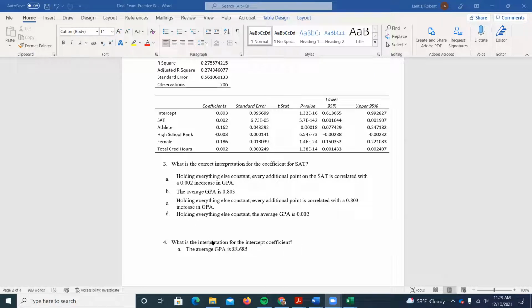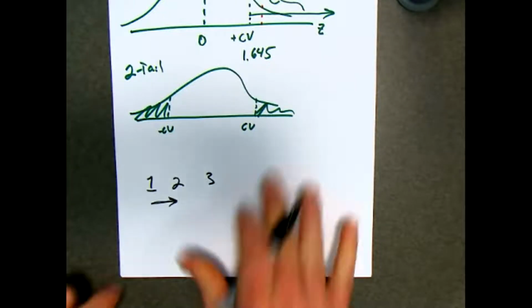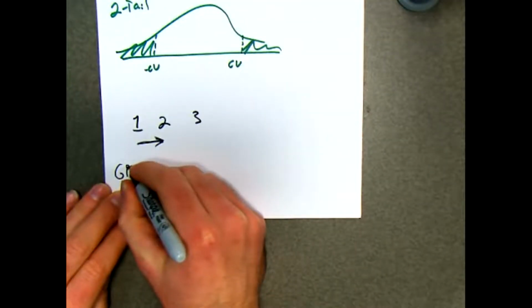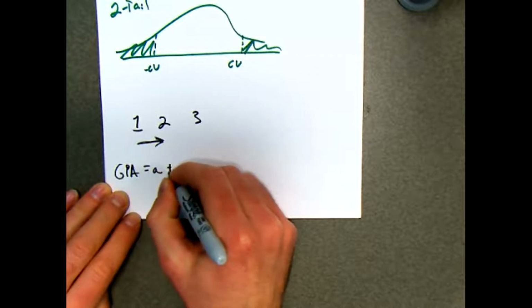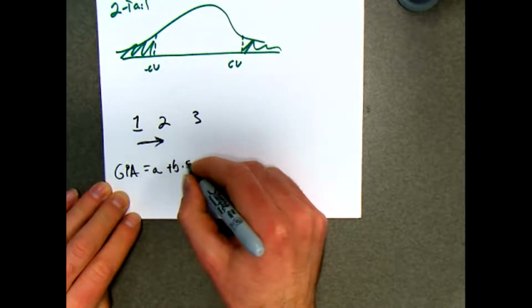Problem 4 asks, how do you interpret the intercept? So this is where sometimes the interpretation of the intercept is weird, especially when we have multiple X or right-hand side variables. The interpretation for the intercept is always going to be, if I think about writing this out, I have GPA as a function of all these things. So let's see if I can remember all of them.